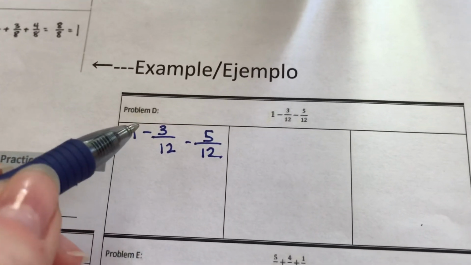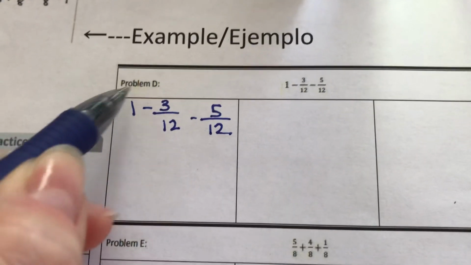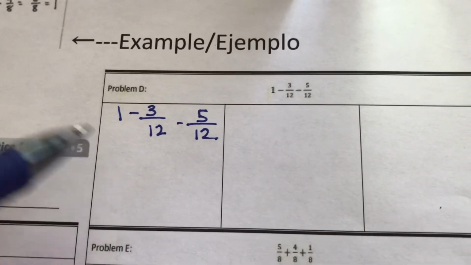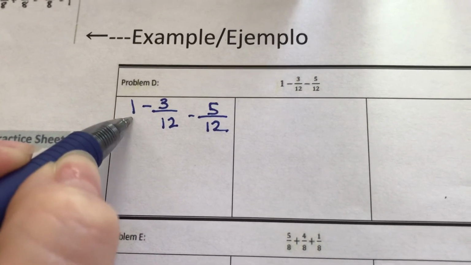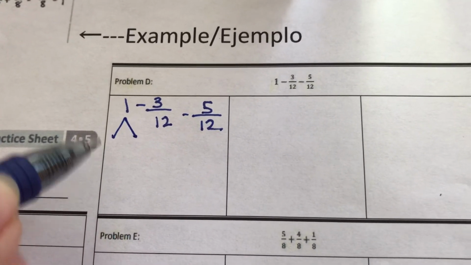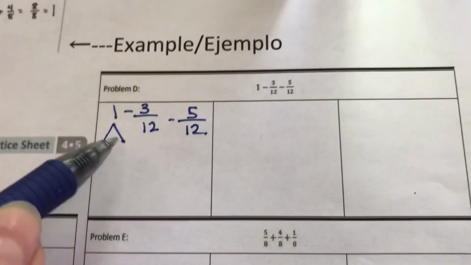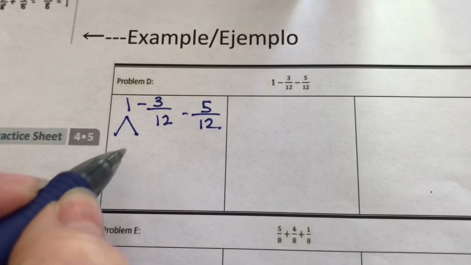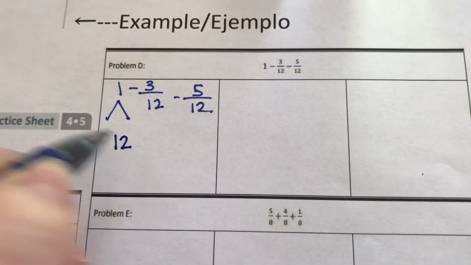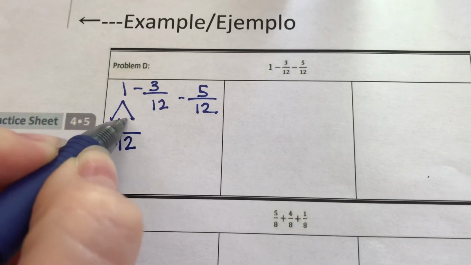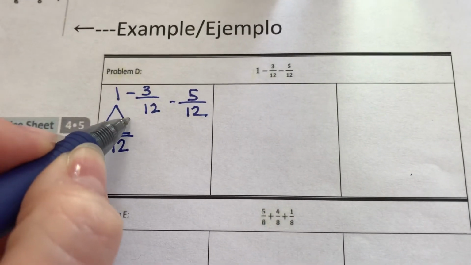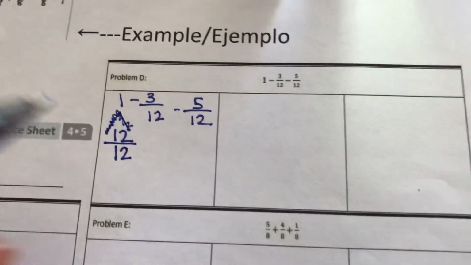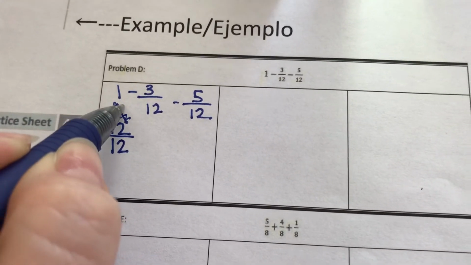Okay, well, when I look at this, the first thing that comes to my mind is I have to convert this whole number into a fraction, right? Which means I'm going to have to decompose it. So I'm going to decompose it with my number bond, right? And I know that my denominator is 12, which means it's going to be 12/12. And actually, I didn't really need to make a number bond. I just know that I can decompose it into 12/12.